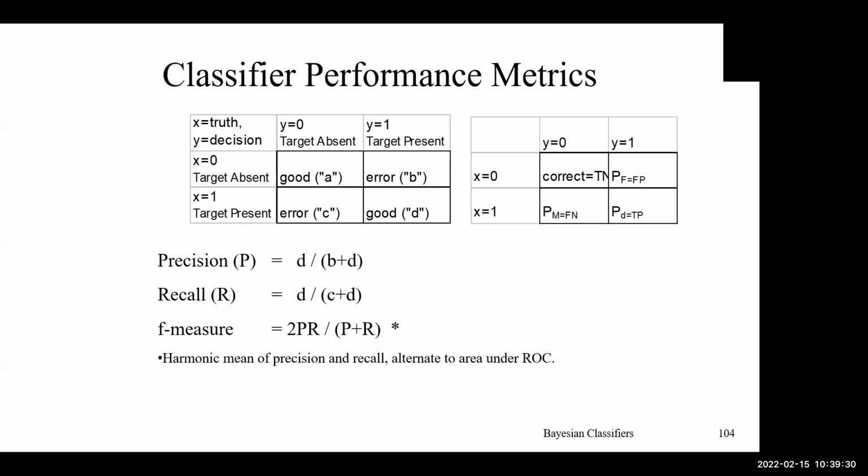New terminology, precision and recall. A lot of times results are reported in terms of precision and recall. Both of them are looking at those good ones, the D's, but the denominators are different. For precision, we're looking at the number of true positives correctly detected divided by all the ones that were said to be positive.